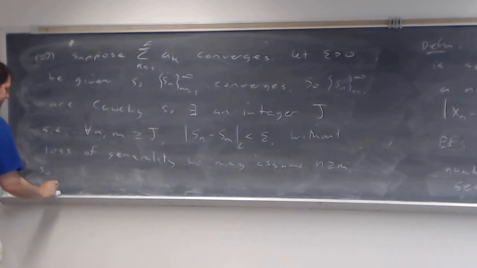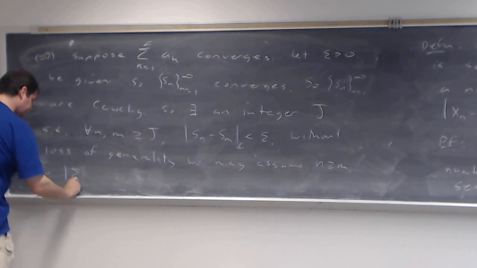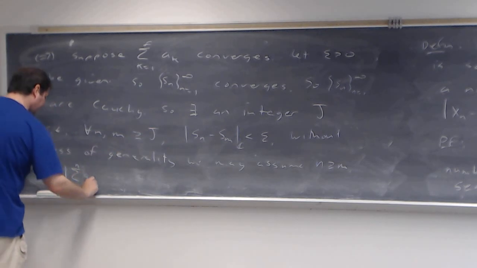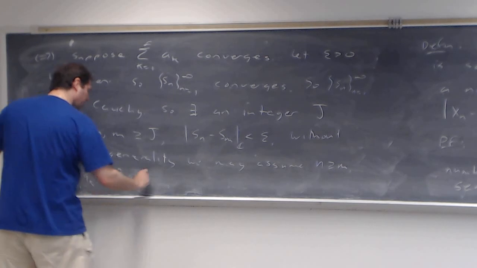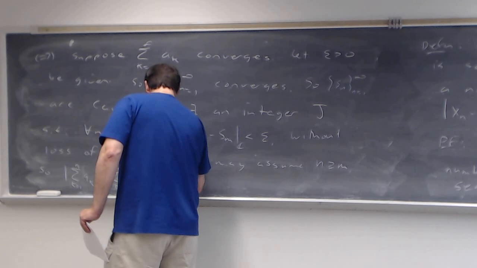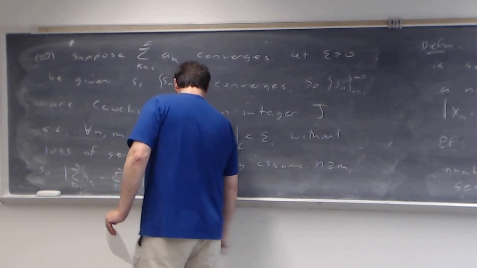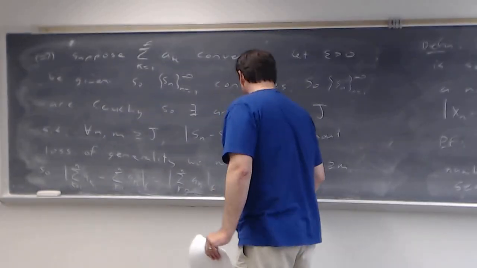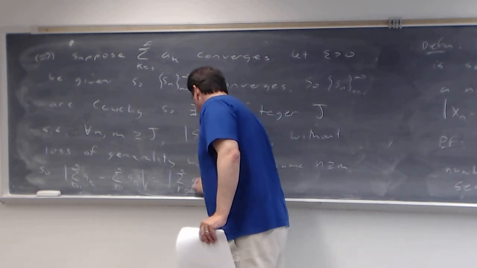So what we have is that when I look at this inequality, the norm of the sum as k runs from 1 to n of a sub k minus the sum as k runs from 1 to m of a sub k is really equal to this norm of the sum as k runs from m plus 1 to n of a sub k. And that's less than epsilon. I made a mistake here. This is m plus 1.